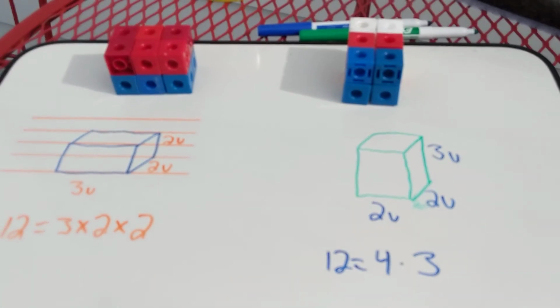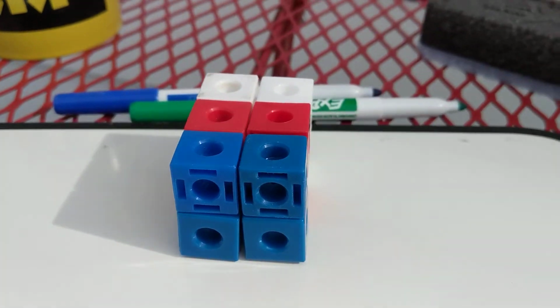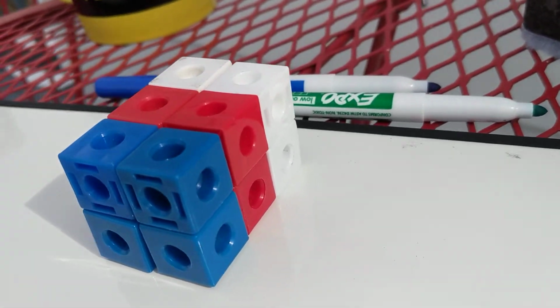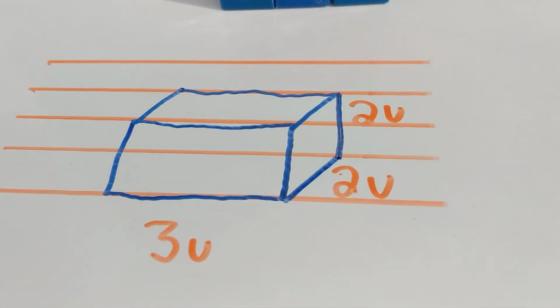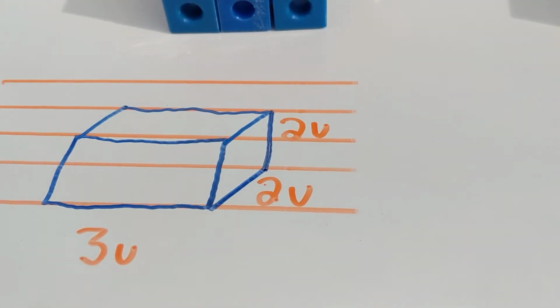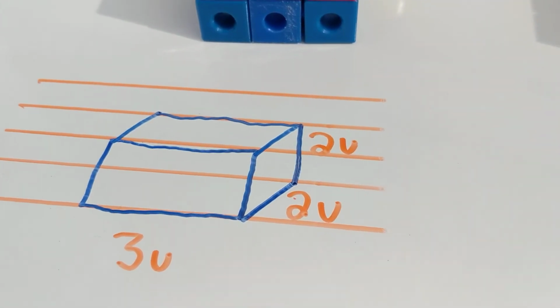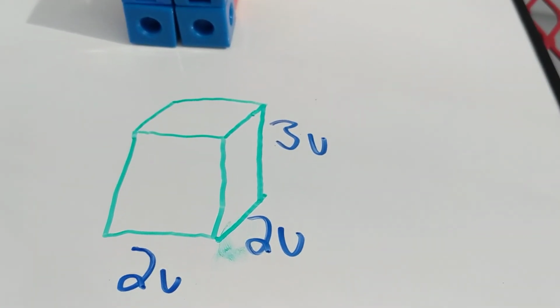Next, it is your turn. You are going to create your own rectangular prism out of unit cubes. After you have created your rectangular prisms out of unit cubes, you are going to draw your rectangular prism. You can either use white paper, you can use line paper if that helps you, if you think graph paper will help you, whatever paper you think would be best.